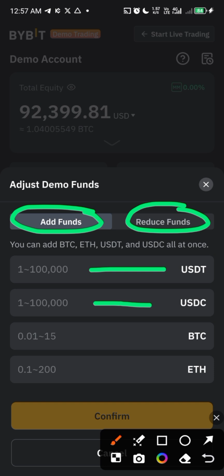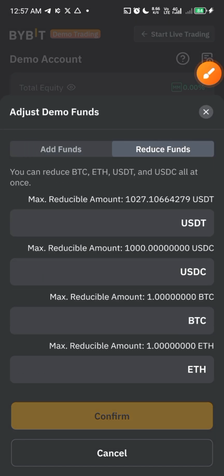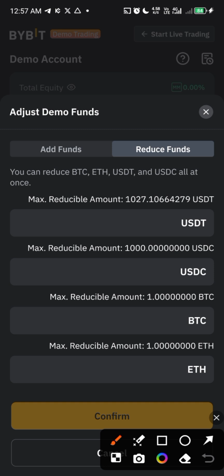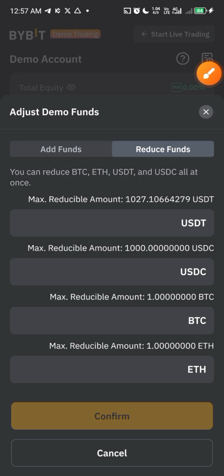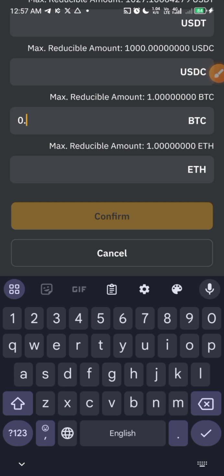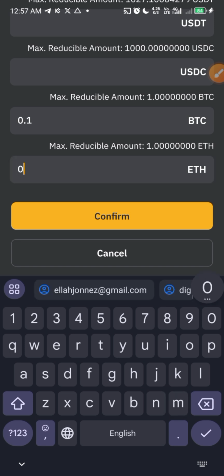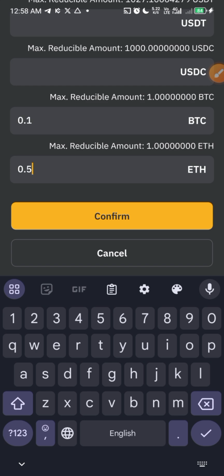So your aim is to reduce it. So my own, I reduce it to 1,000. So what you need to do is to click on reduce funds instead of add funds. So when you click on reduce fund, you can see my own here is 1,000. Here is 1,000. So my Bitcoin is 1. Ethereum is what? 1. So I want to reduce my Bitcoin and Ethereum. So let me reduce my Bitcoin to, let's say, 0.1, Ethereum to 0.5, and then I click on confirm.